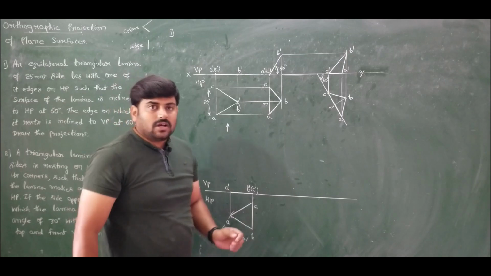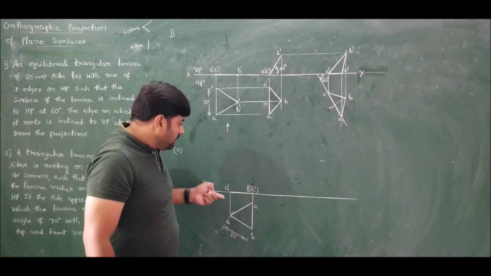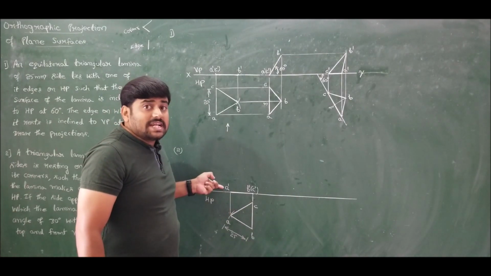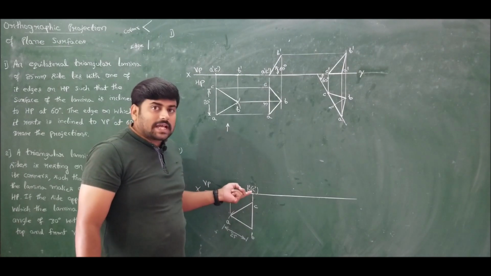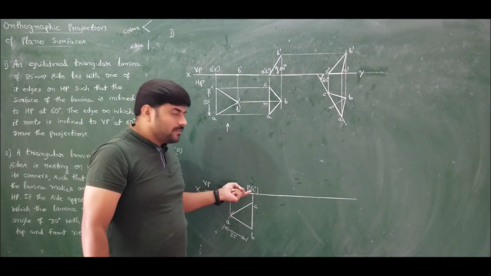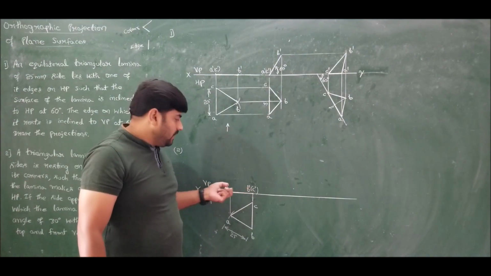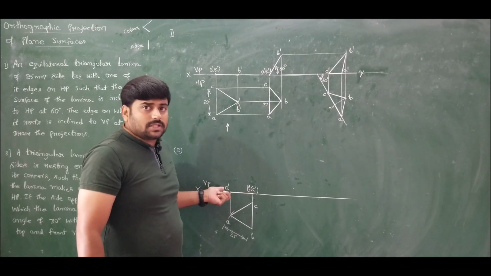One more hint is that for a corner you will get only one alphabet. For edges you will get two alphabets. Kindly make a note. If you get two alphabets, it is an edge. If you get one alphabet, it is a corner position.